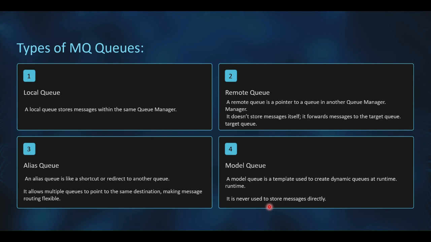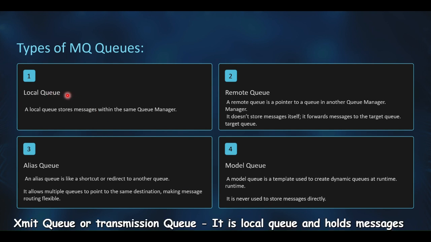Under local queue, there is another type of queue called transmission queue or XMIT queue. This also holds messages.